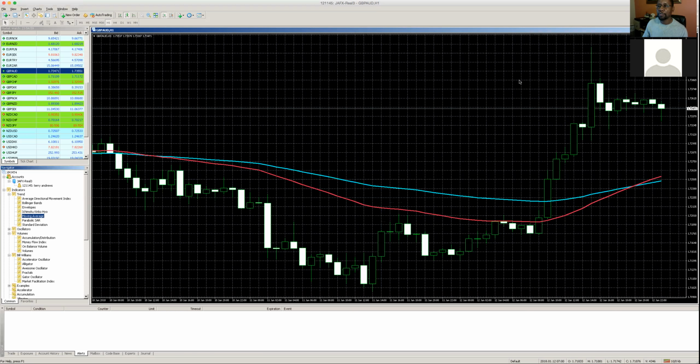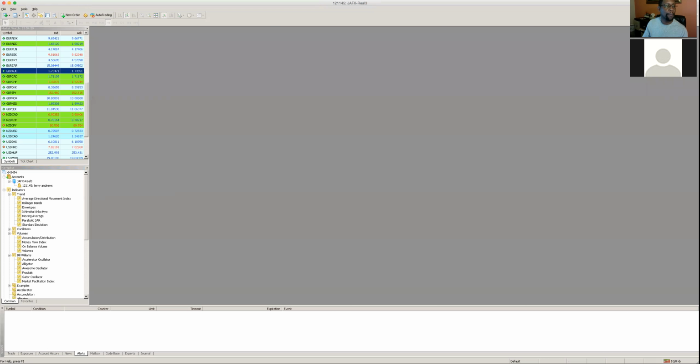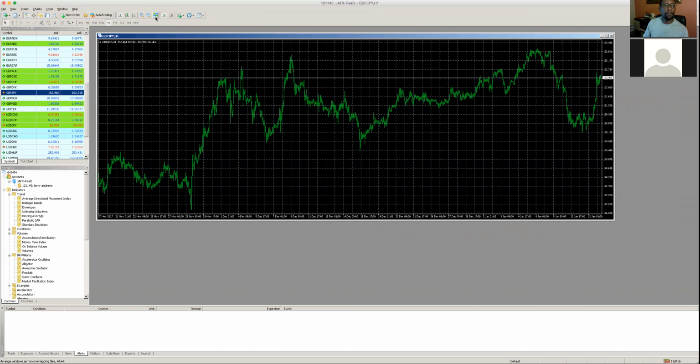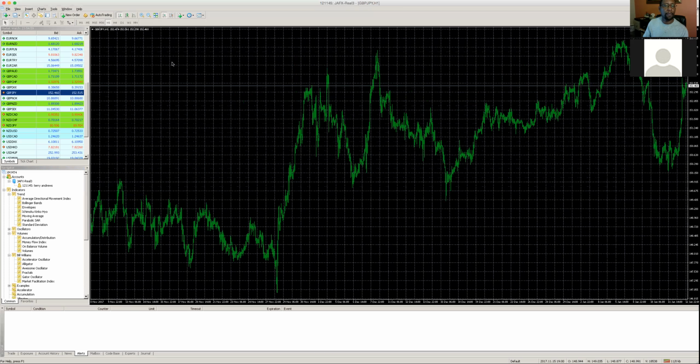What I'm going to do, I'm going to close this chart out and see if I can do it while you're looking. All right? So I'm going to open up another chart. GBP, JPY. See, it's not there. So what I'm going to do is I'm going to put it in here so you can see. I'm going to put the blue line.